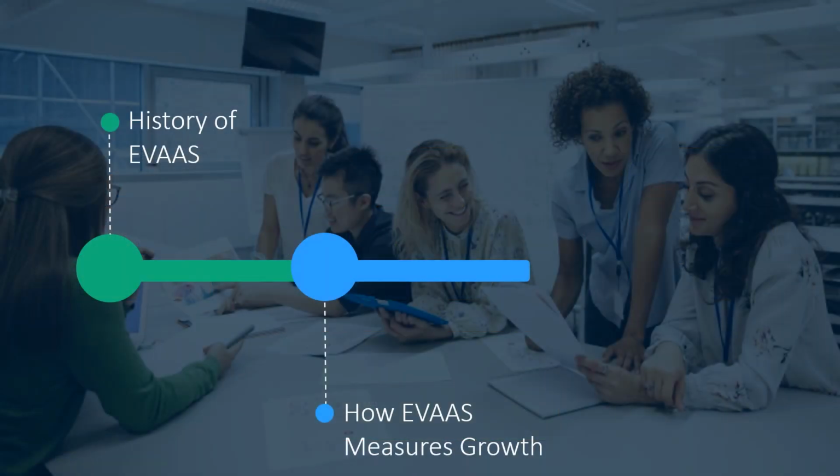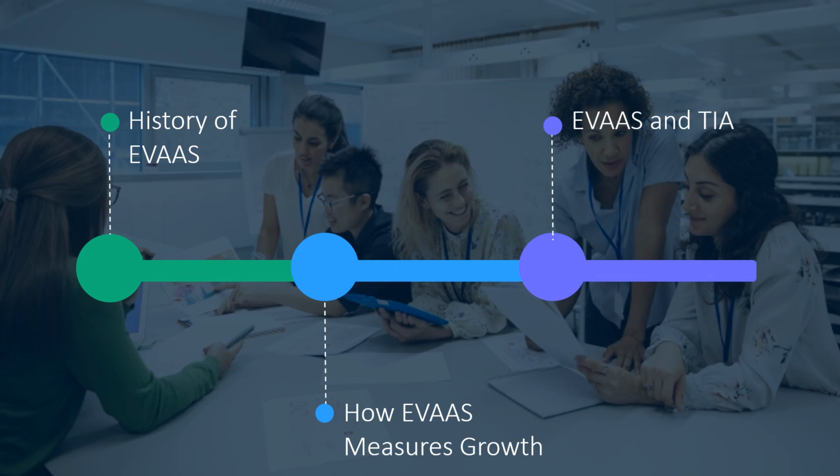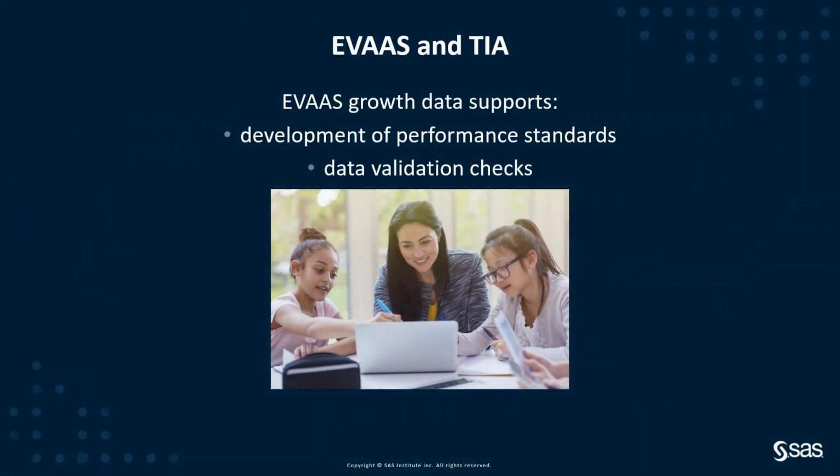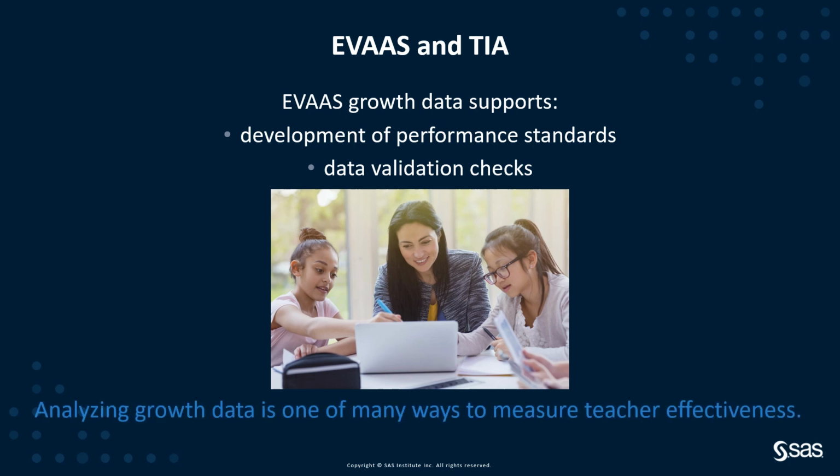You may be wondering, what does EVAAS have to do with TIA? EVAAS growth data supports the development of performance standards and supports data validation checks when districts apply for system approval. Analyzing growth data is one of many ways to measure teacher effectiveness. So EVAAS growth data or other growth measures represent one component of local designation systems used in TIA. Districts can also use teacher observations and other locally available data to support local designation systems and measure teacher effectiveness.